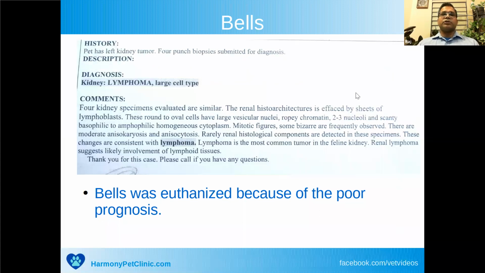Histopath of those punch biopsies indicated lymphoma, and it was large cell type lymphoma. Because of the poor body condition and poor prognosis, the owner did not elect for chemotherapy, and Bell's was euthanized a few days after surgery. So that was kind of a sad ending. But the take home lesson is that even with the kidney tumor, the blood work was normal. Because there are two kidneys, the other kidney was able to take up all the renal function, but still the cat was feeling sick because of all that lymphoma and cancer going on in the body.